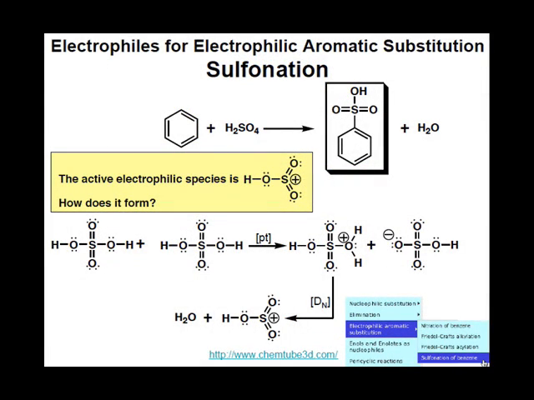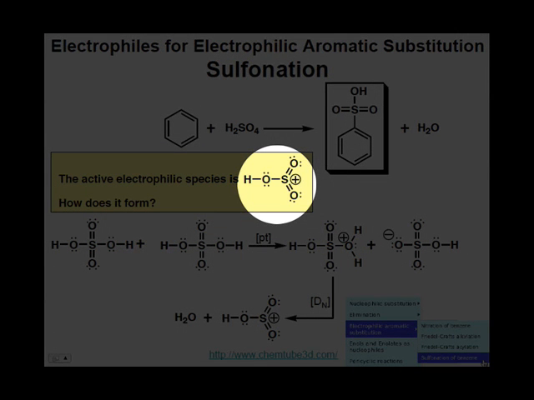The last reaction we'll take a look at in this webcast is the aromatic sulfonation reaction. An aromatic ring can react in the presence of fuming sulfuric acid to introduce a sulfonic acid group onto the aromatic ring. Again, the key electrophile in this reaction is a protonated sulfur trioxide species.